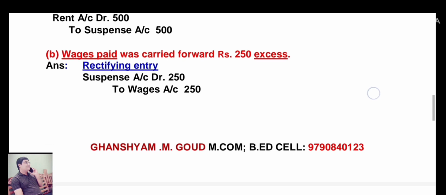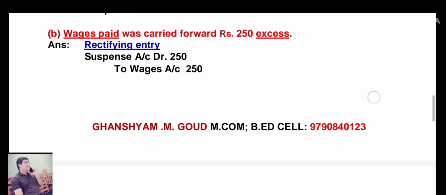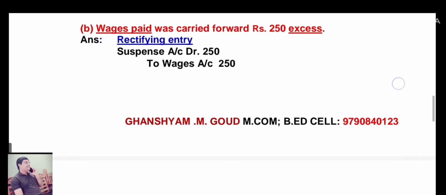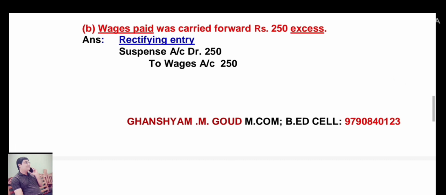Next one: wages paid was carried forward, rupees 250 excess. Excess means extra, over cost. So you have to write the opposite entry. Wages is a debit balance, so we have to write on the credit side. So the rectifying entry is suspense account debit to wages account. Okay.